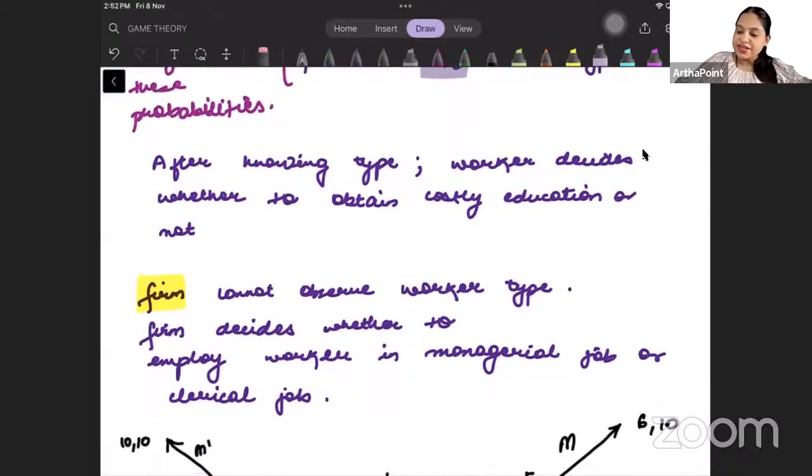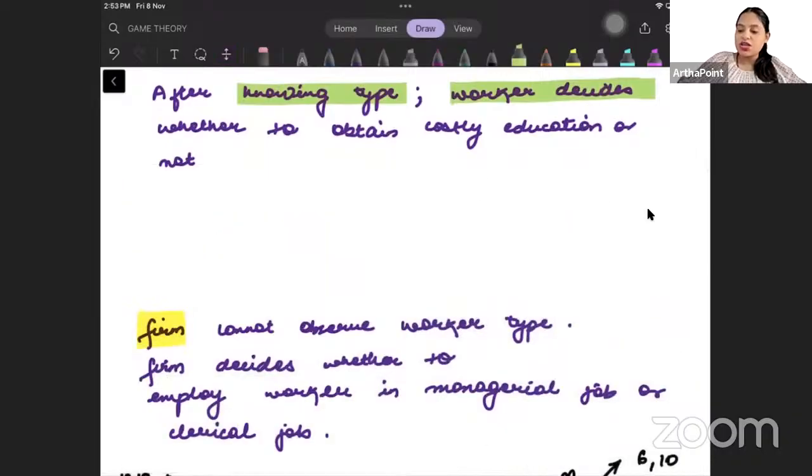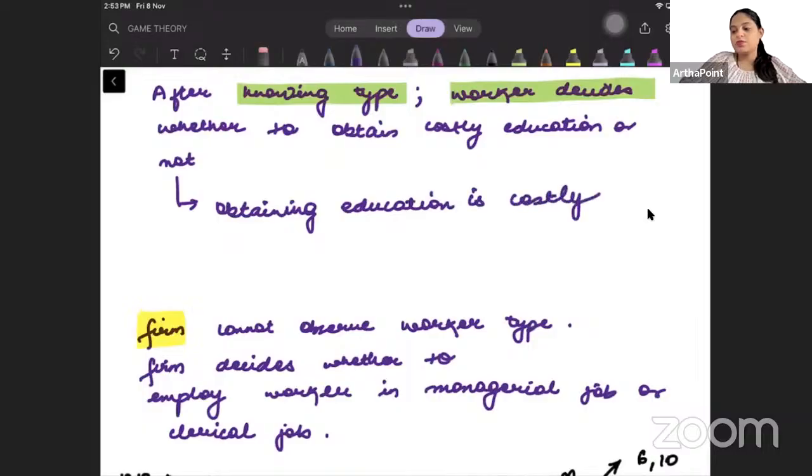Now, once the worker knows his type, the worker knows whether nature has made him a high ability worker or a low ability worker. So once the worker knows his type, what happens is that the worker has to decide whether he wants to obtain education or not. Obtaining education is a costly process. Right? So getting education will cost some money, it is not free. So obtaining education is costly.